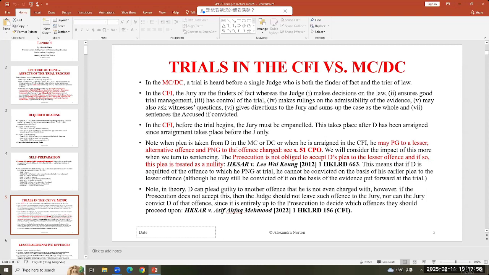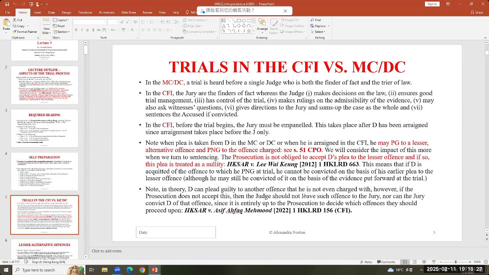In other words, at the end of the trial, the defendant cannot be convicted just because he pleaded guilty to the lesser offense. He could be acquitted of the more serious offense and be convicted of the lesser offense because it's a lesser offense by law, but only if the prosecution have managed to establish the elements of that lesser offense at trial, not based on the defendant's guilty plea to the lesser offense, because that is a nullity. So that's the authority in Lee Y.